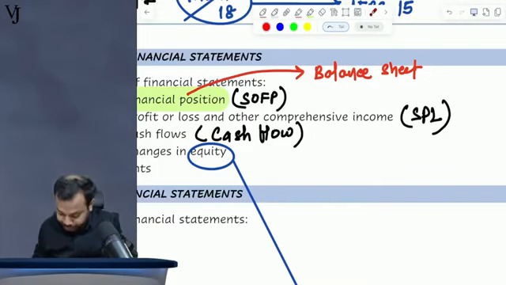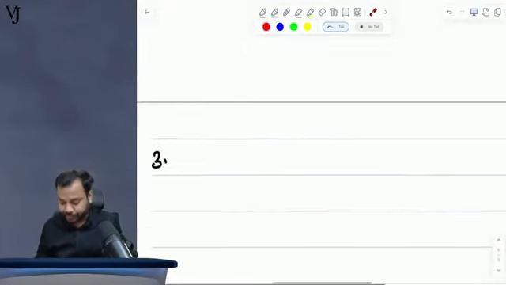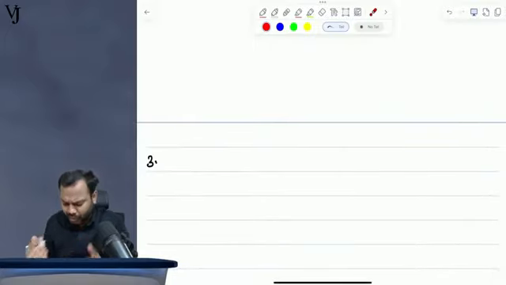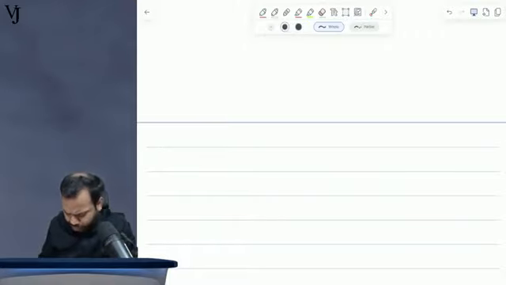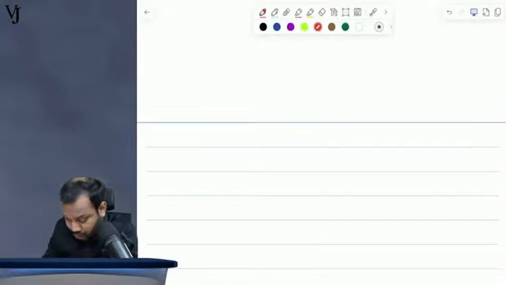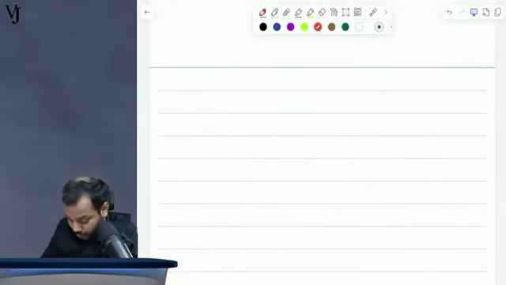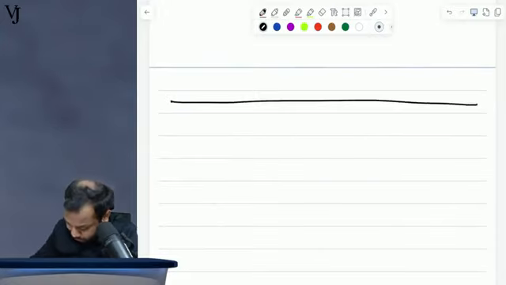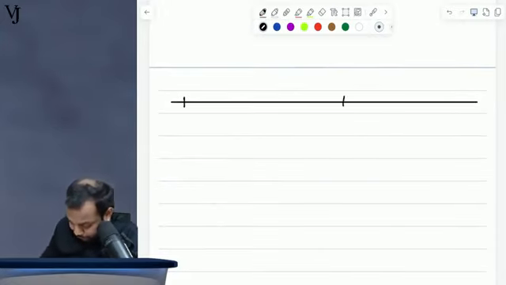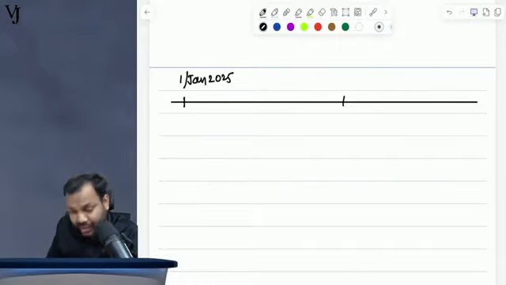Okay. Now, understand one basic thing before moving on to the elements. Let's suppose this is a line chart. This is my financial year. It starts from 1st January 2025. My financial year starts.